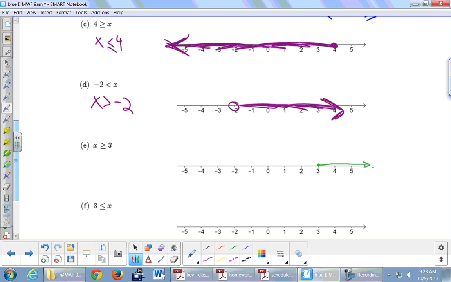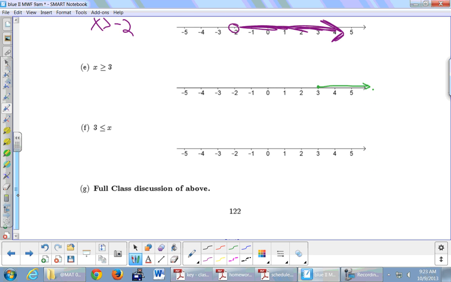Okay, how about part E? X is greater than or equal to 3. How does that one look? Is that right? Yeah, looks good. So all the numbers bigger than or equal to 3, that's fine.